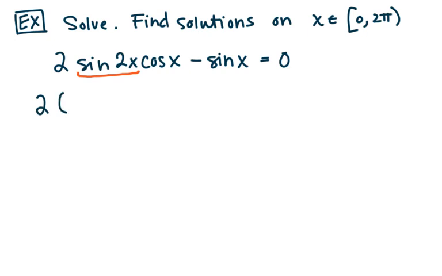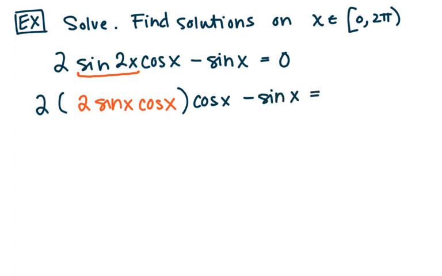And you guys should all be able to tell me that sine of 2x is equal to 2 sine x cosine x. That's a double angle identity. So I just took this and substituted that identity in. I still have a cosine x here. So I have cosine x minus sine x is equal to 0.